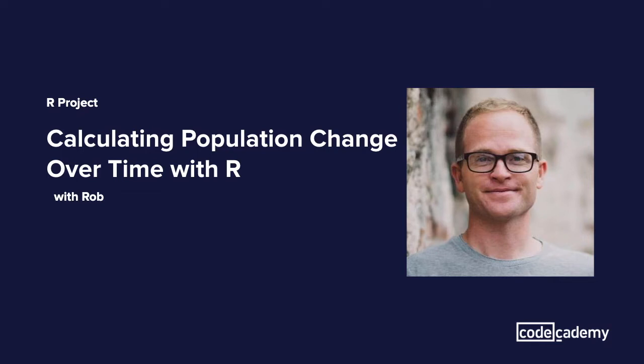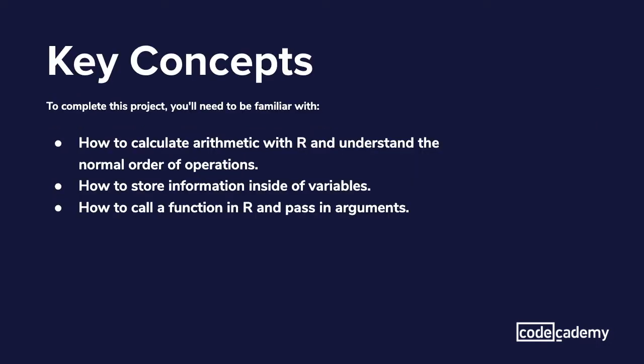In this video, we're going to walk through the R project, calculating population change over time with R. So far, we've learned that R is a powerful statistical programming language with a large community of data enthusiasts. To complete this project, you'll need to be familiar with how to calculate arithmetic with R and understand the normal order of operations, how to store information inside of variables, and also how to call a function in R and pass in arguments. Alright, let's get started with our project.